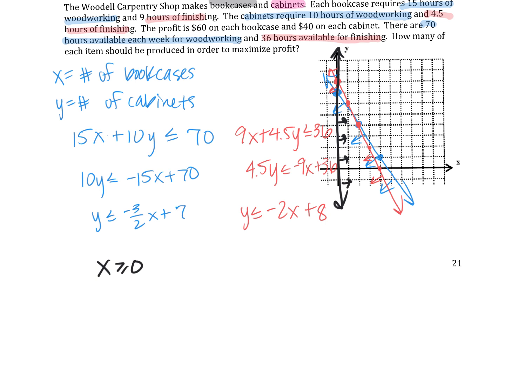And then you have to do the same thing for Y. Do I have to do the same thing for Y? Can I have negative cabinets? No, I cannot have negative cabinets, so I'm going to say my Y's have to be greater than or equal to 0 as well. That's kind of tricky because it's not really said. Do we have to write that out? I would write those two out. That's a good question, Kate.